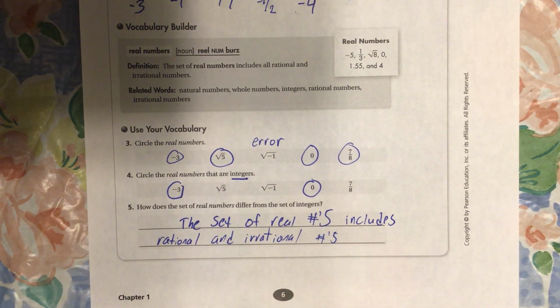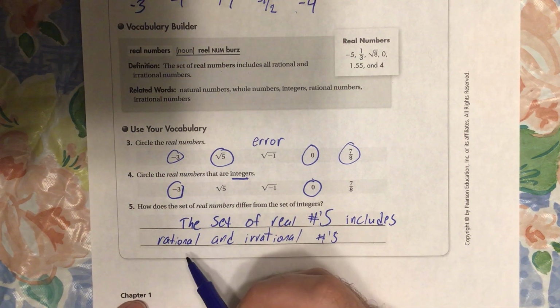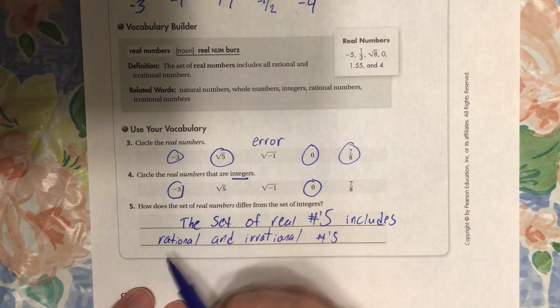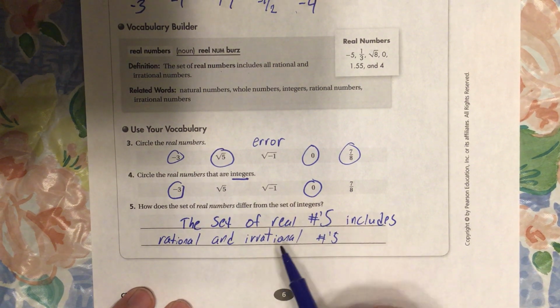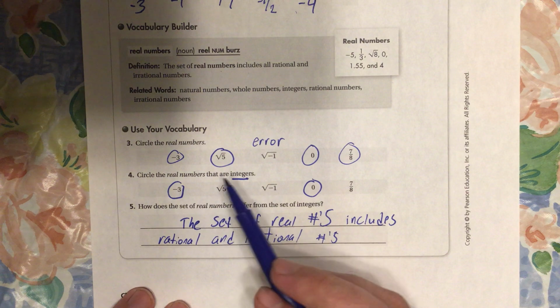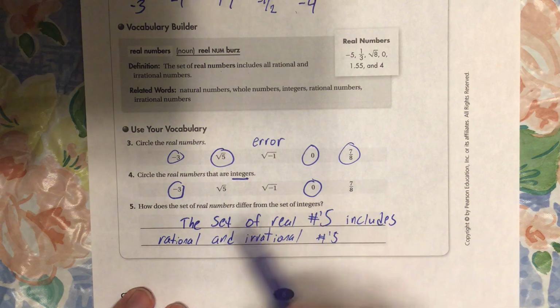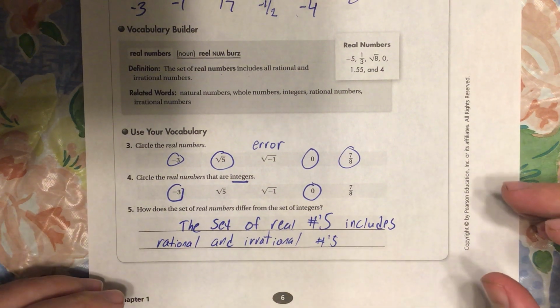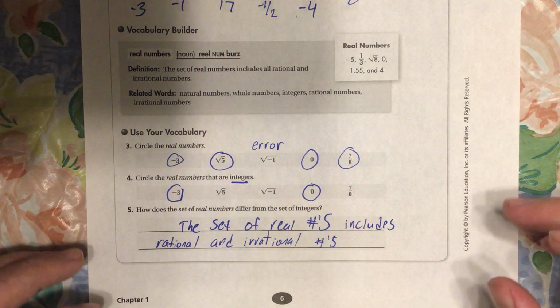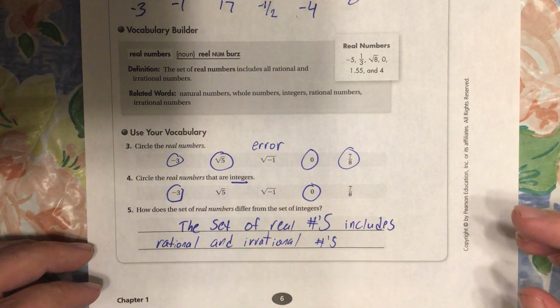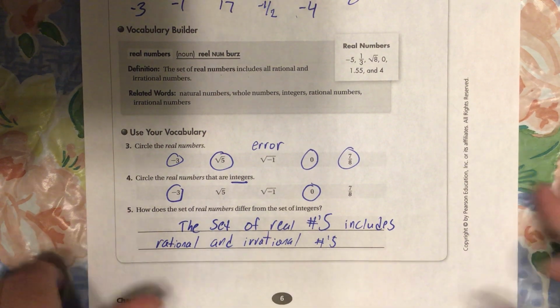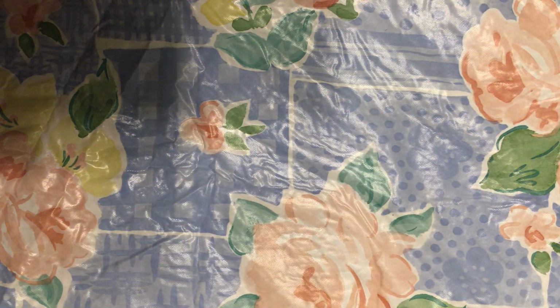So how does the set of real numbers differ from the set of integers? Well, the set of real numbers includes rational and irrational. Again, rational can be decimals. Irrational are things like square root of 5, which are decimals that go on forever but don't repeat. So the set of real numbers is bigger than the set of integers because every integer is a real number, but not every real number is an integer. That kind of thing. All right, let's take a look at the next sheet.